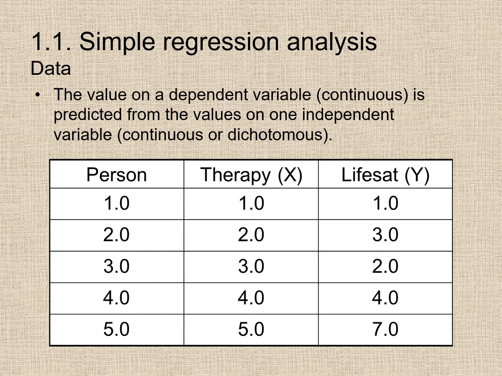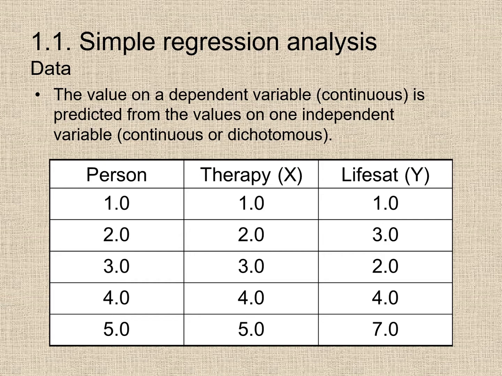Preferably not dichotomous dependent variables. Although you get some kind of results. It's interpretable. However, we prefer to do logistic regression if we have a dichotomous dependent variable. The dependent variable is quite often called also the outcome variable. And independent variables are quite often called predictors. So we predict what value people have on the dependent variable, on the outcome variable, from what value they have on the independent variable, on the predictor.